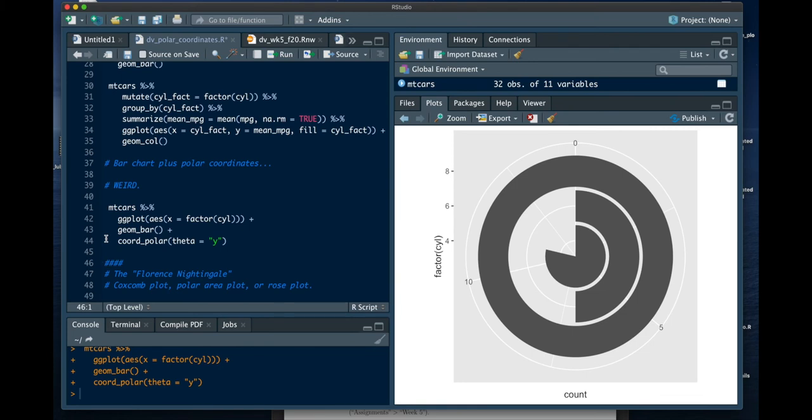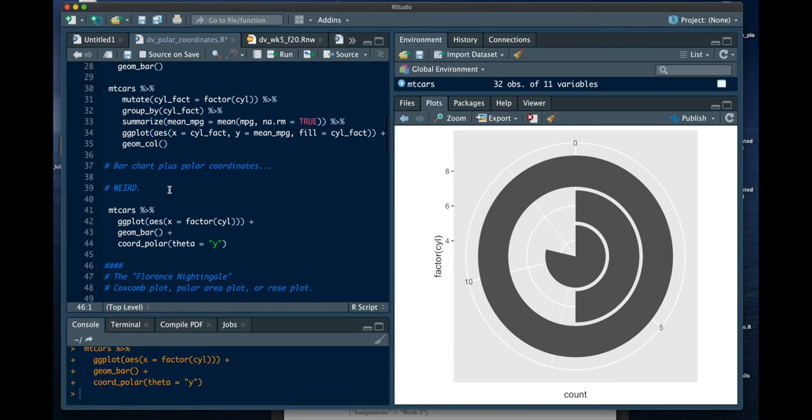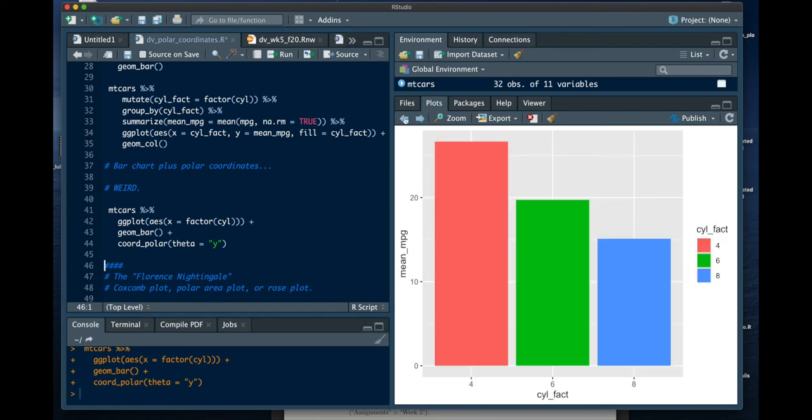All right. So this is very weird looking, right? It doesn't look very intuitive. It's not helpful at all in this particular format. But you can kind of see what happened. If you go back and you see that we've got a 4 and a 6 and an 8, the 4 is the longest, the 6 is the middle, 8 is the shortest.